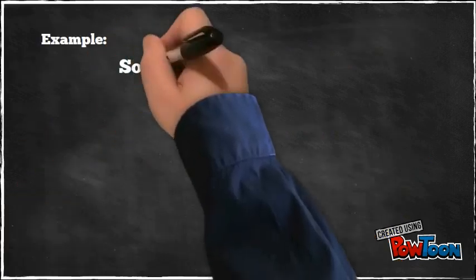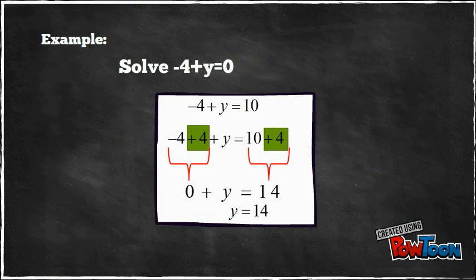Let's apply these three ideas. Look at this example. You begin by getting y by itself. To do this, undo the operation of subtracting 4 by adding 4 to the variable. Then add 4 to the other side of the equation to keep the equation balanced. The solution is y equals 14.